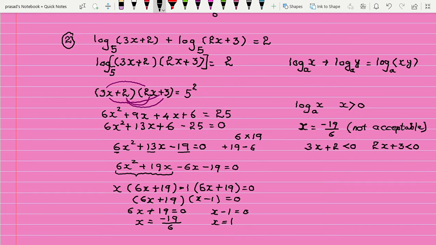So keep this in mind. Log is not defined for negative numbers. So after solving the equation for any value, if the number of which you are taking the log is becoming negative, say that it is not acceptable, and hence the only acceptable value is x is equal to 1. So that is your solution. Are these things okay with you?